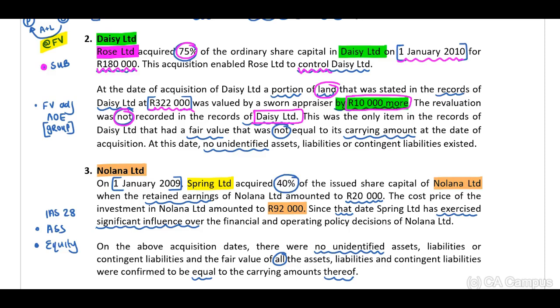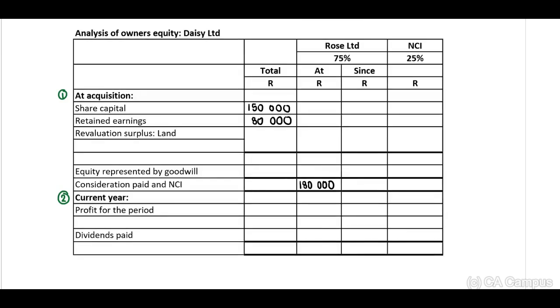This was the only item in the records of Daisy Limited that had a fair value that was not equal to its carrying amount. Therefore, we know we need to include this fair value adjustment in our analysis of owner's equity at acquisition period. Now, when you refer to the analysis of owner's equity of Daisy, you will identify I've already included our share capital, and this is from our trial balance, as well as our retained earnings from our trial balance. And now we need to include the revaluation surplus. This is 10,000. Our land increased with the 10,000.